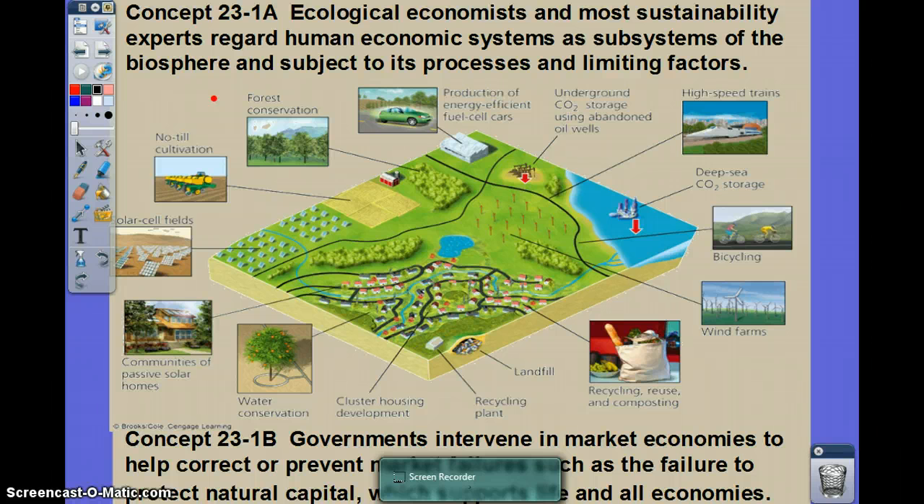Humans impact the environment just as the environment impacts humans. Good, at the end. And what about the economical point? Ecological economist. Well, our economy can only grow so much as the environment allows us. I like it. All right, 23-1.